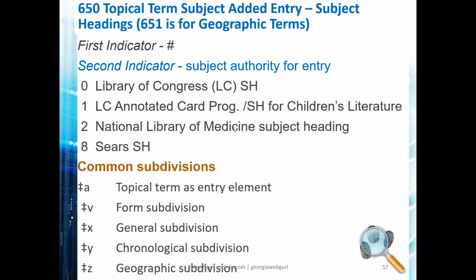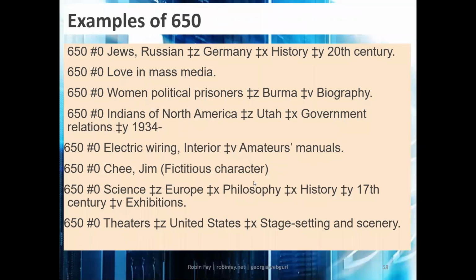Subject headings, I'm not going to go through all of these. Your common subdivisions, there's your A, which we usually don't see. V is for form subdivisions. You will see some overlap between that and genres, and we're going to look at genres in just a second. X is just a general topical subdivision. Y is chronological, which has to do with dates when things happen, and Z, of course, is geographic subdivisions. So examples, you can spend some time looking at this.